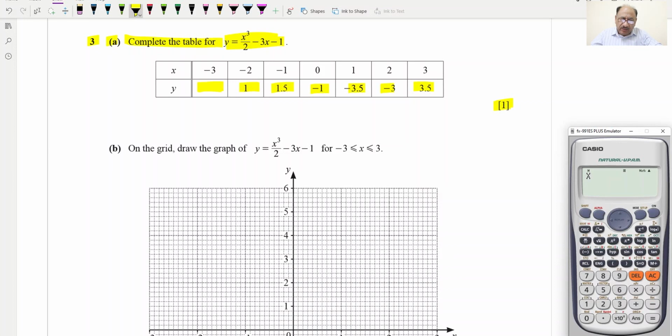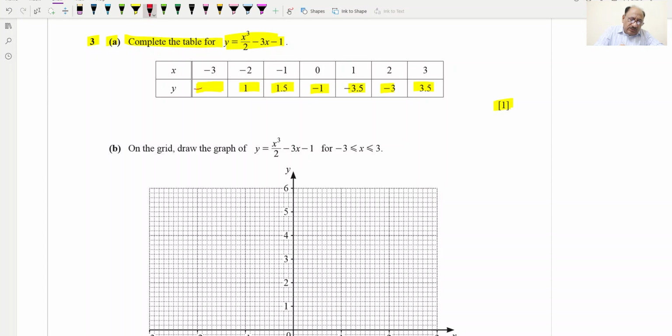So this will be x cubed over 2, we are typing this equation, minus 3x, and this will be minus 1. After typing this equation, we will press the calculate button. So calculate for x equal to minus 3, and this gives us minus 5.5. So minus 5.5 will be our answer. This was only one value, so it's 1 mark.